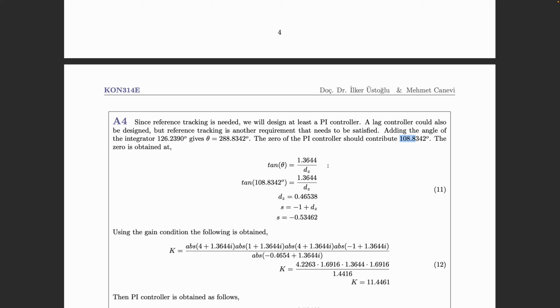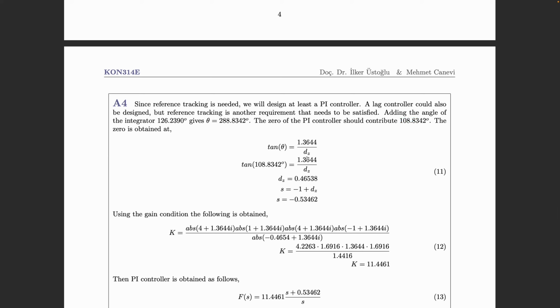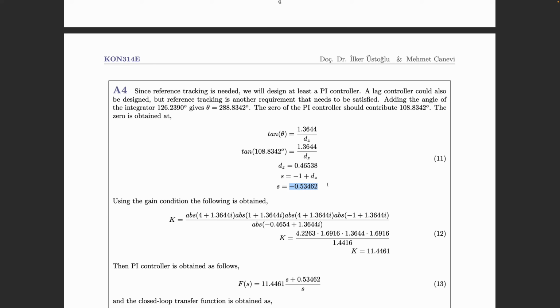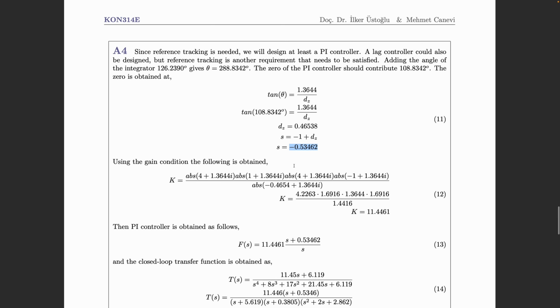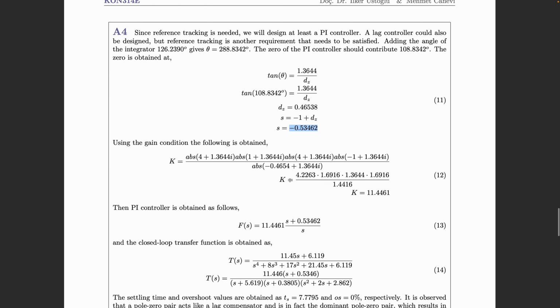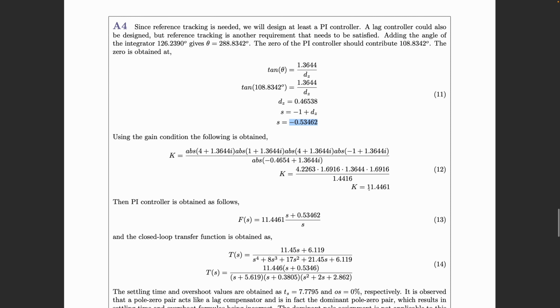So yeah, adding the 0 at this angle, we use the tangent, and we know that the imaginary part is this, so the tangent should be like this. We calculated the exact position of the 0 to be here. Then we used the gain condition. Actually, in this video, we also have looked at the angle condition and verified that it works. And then we looked at the gain condition and we ended up with 11.4461.